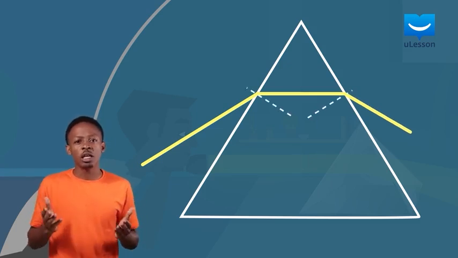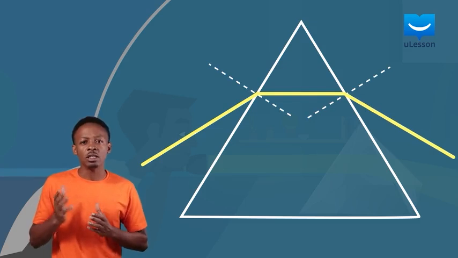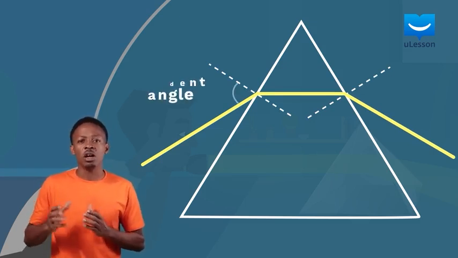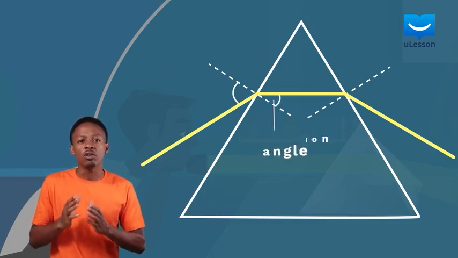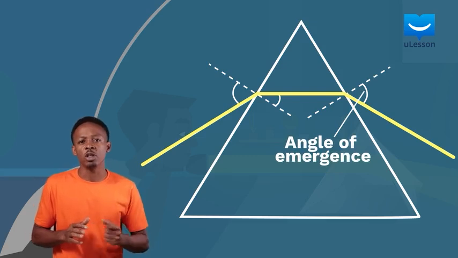If we draw 2 lines perpendicular to the faces of the prism, at the point the light entered and left the prism, then we will have an incident angle here and a refraction angle here, and another angle at the point the light emerged. Let's call this third angle the angle of emergence.